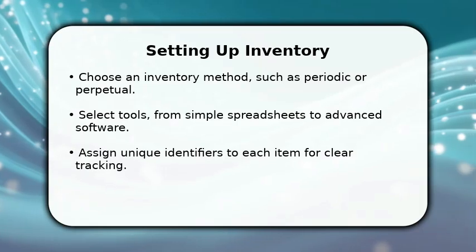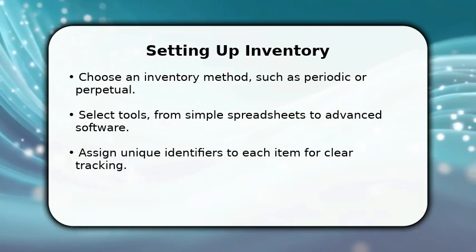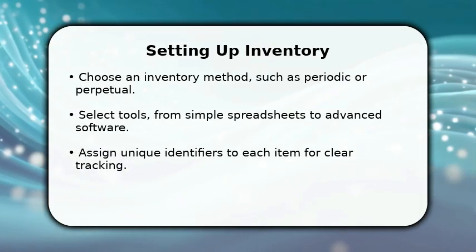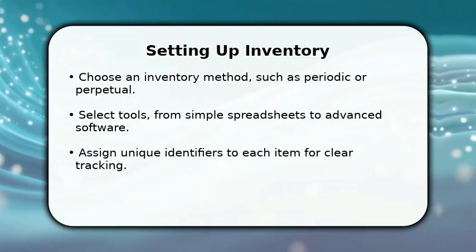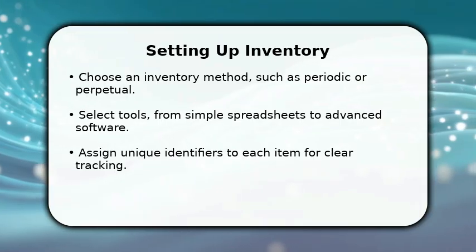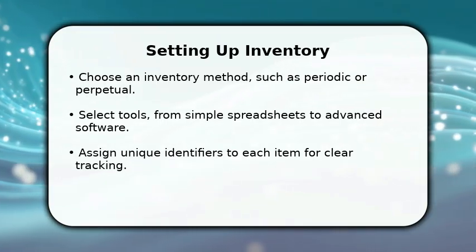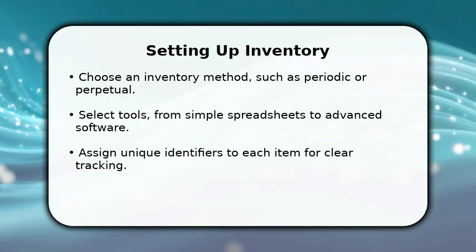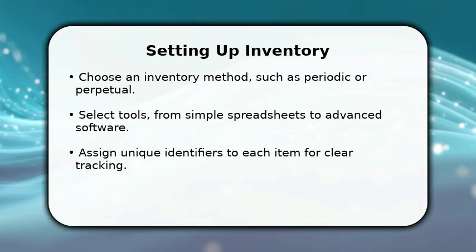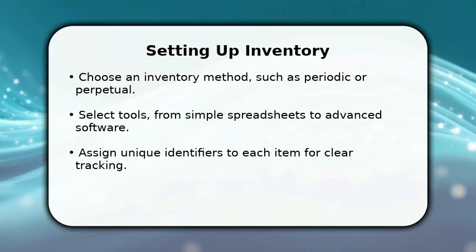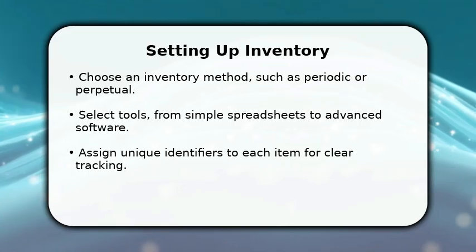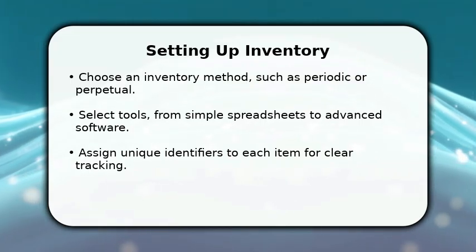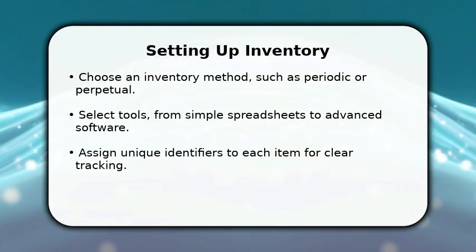Enjoy the video. In this video, I will explain how to make stock inventory. First, decide on an inventory method that suits your business, like periodic or perpetual. Next, choose the right tools, whether it's a basic spreadsheet or specialized inventory software. Finally, categorize all your items and assign unique identifiers to each one. This foundational step ensures everything is ready for accurate tracking.